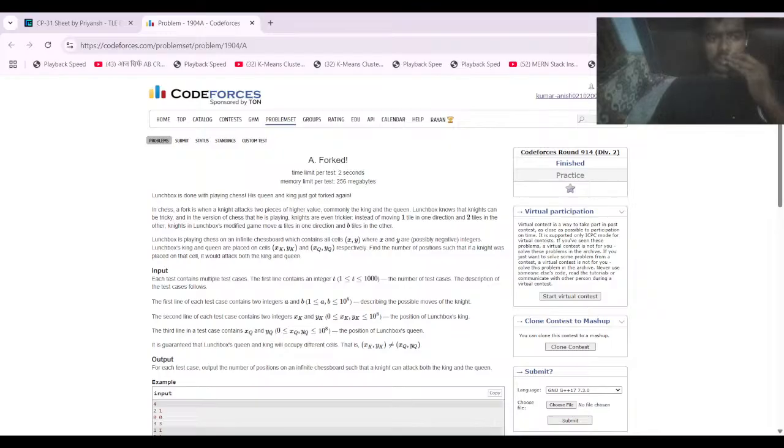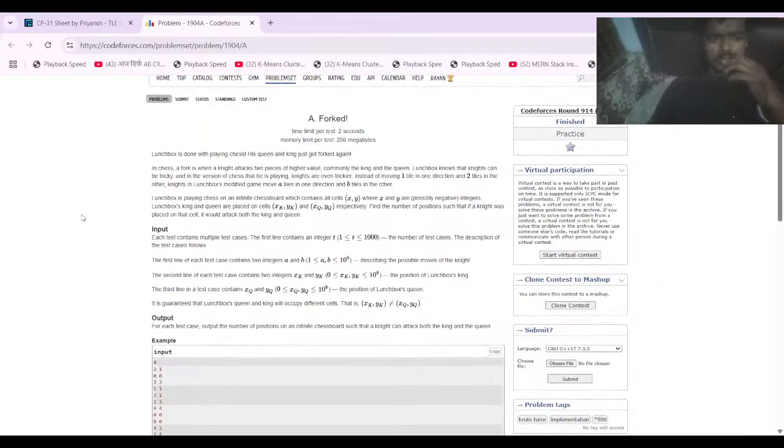We are doing Lunchbox is done with playing chess. First question fogged. We are doing Lunchbox is done with playing chess. Right. When a knight attacks to be high value.